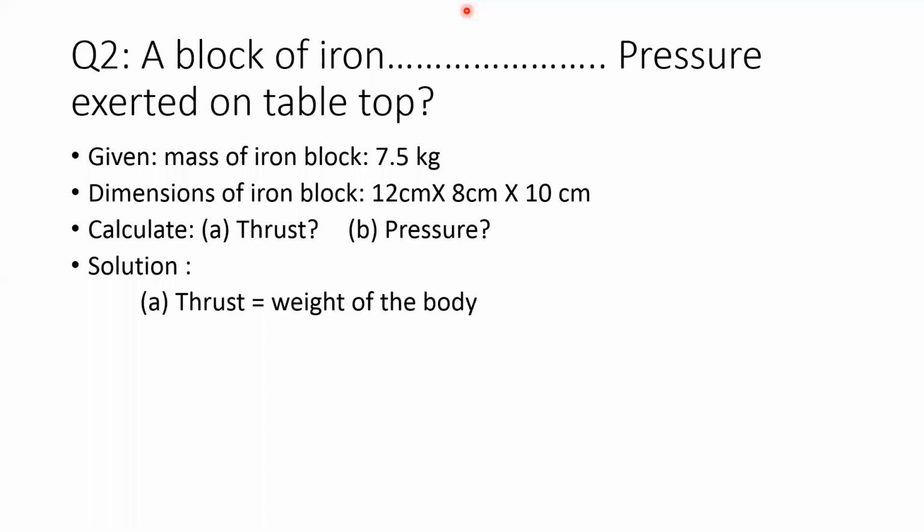Now this is the second question. A block of iron of mass 7.5 kilogram and of dimension 12 centimeter, 8 centimeter by 10 centimeter is kept on a tabletop on its base of side 12 centimeter into 8 centimeter. Calculate the thrust and pressure exerted on the tabletop, taking 1 kgf equals 10 Newton.